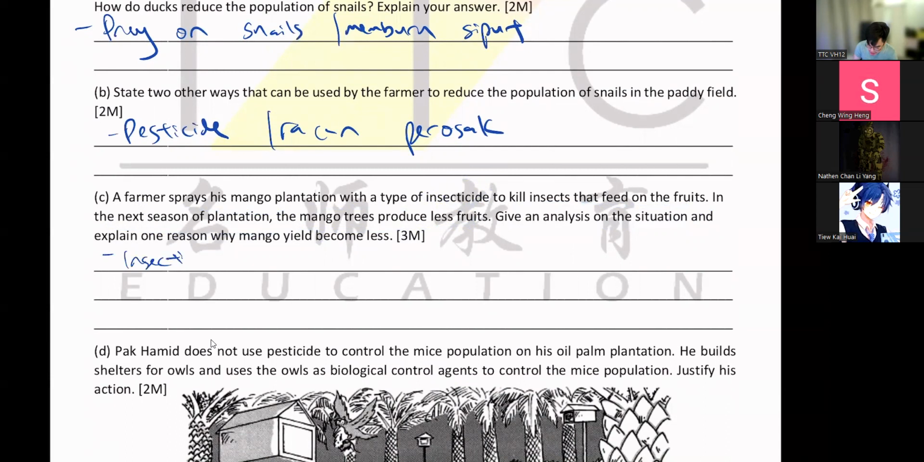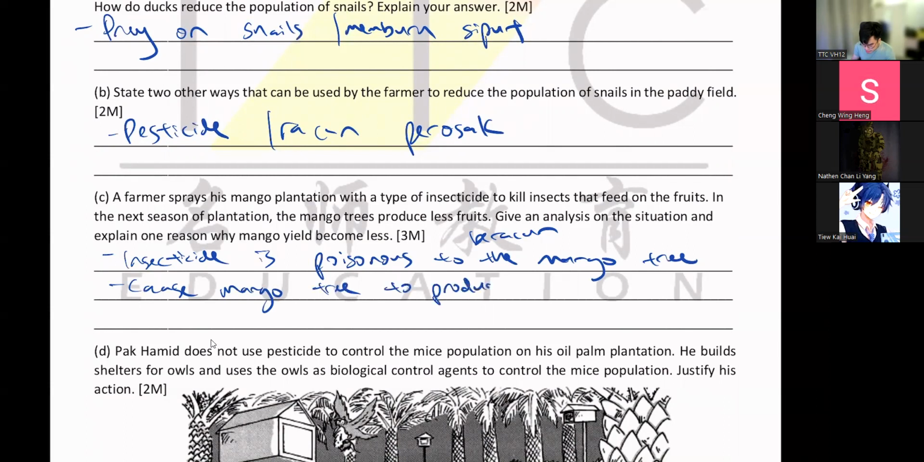Okay, so the insecticide is poisonous to the mango tree, beracun kepada pokok mangga. So this thing will cause the mango tree to produce less fruits. Menyebabkan pokok mangga menghasilkan kurang buah. Less fruit, kurang buah. Okay, so there's only 2 points here, but I think insecticide is poisonous is 1 mark, to the mango tree is another mark. So you might get 2 marks for 1 sentence, because that's all I can explain about this.